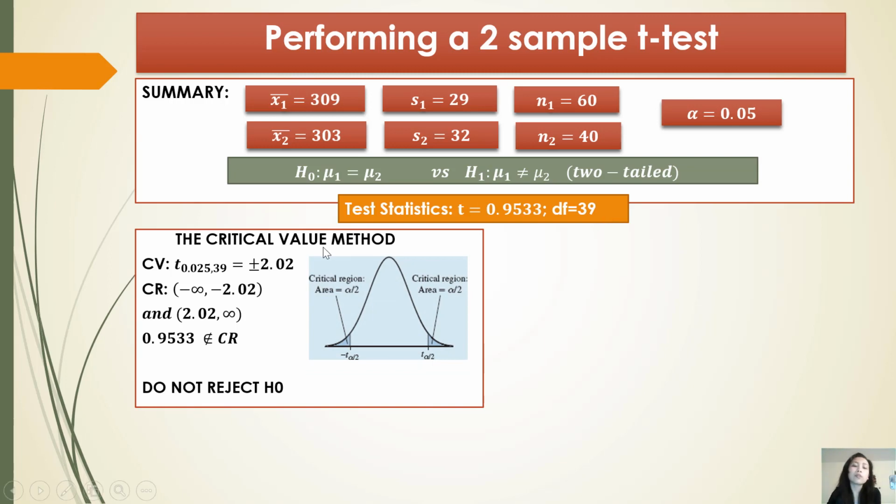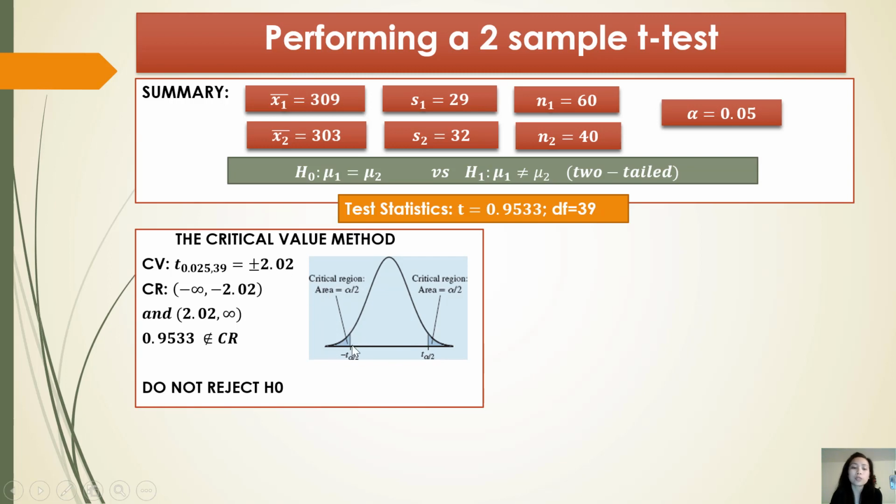In the critical value method, we first have to define the critical value. This is a two-tailed test, so we should have two critical values, one negative and one positive, and we expect to have 95% in the middle, so we have 2.5% on the left tail and 2.5% on the right tail. Using 39 degrees of freedom and the t distribution table, the negative critical value should be negative 2.02 and the positive critical value should be 2.02.